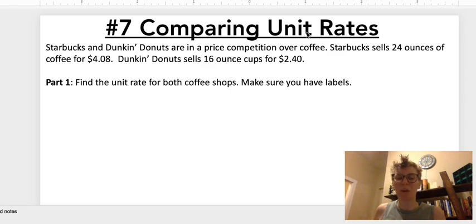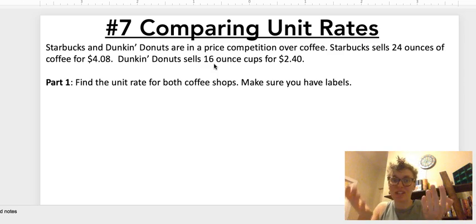If you read that really quickly, you might just think that Dunkin' Donuts is cheaper because it's $2.40 compared to $4.08. However, for $4.08, you're getting more coffee. You're getting 24 ounces compared to 16. So it's kind of hard to compare them because we're having different amounts in each deal.